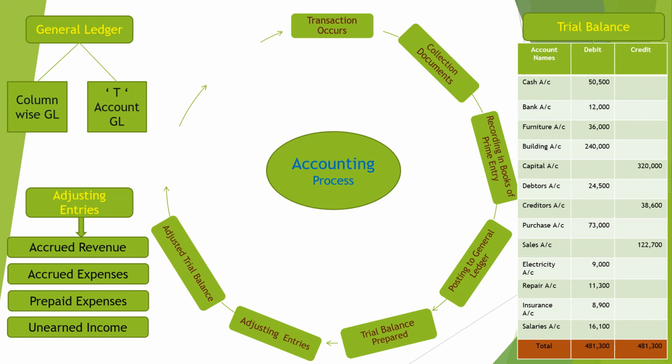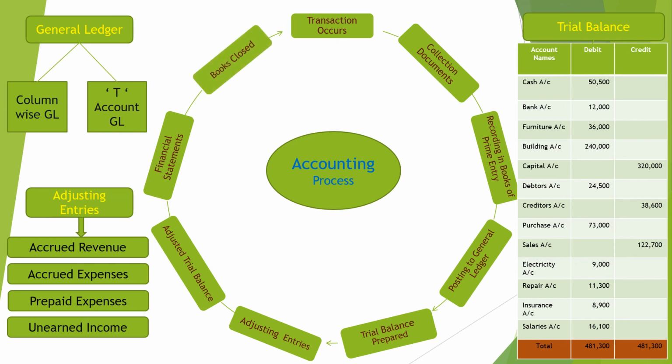After the adjustments, a new trial balance will be drawn, which will be called the adjusted trial balance. Financial statements. On the basis of the trial balance, financial statements, which are the profit and loss account and balance sheet, are prepared. The profit and loss account shows the company's performance, while the balance sheet indicates the company's position.